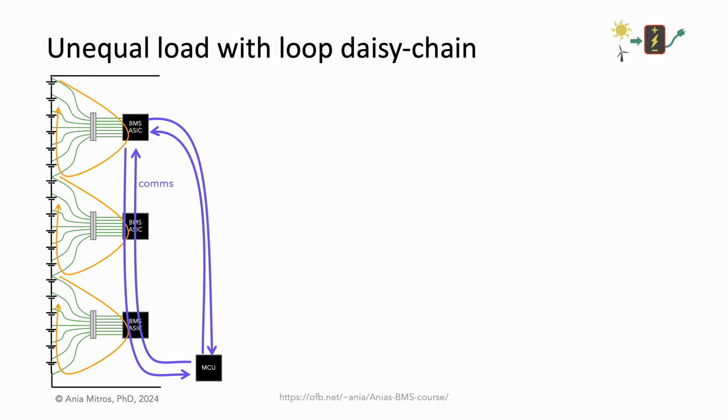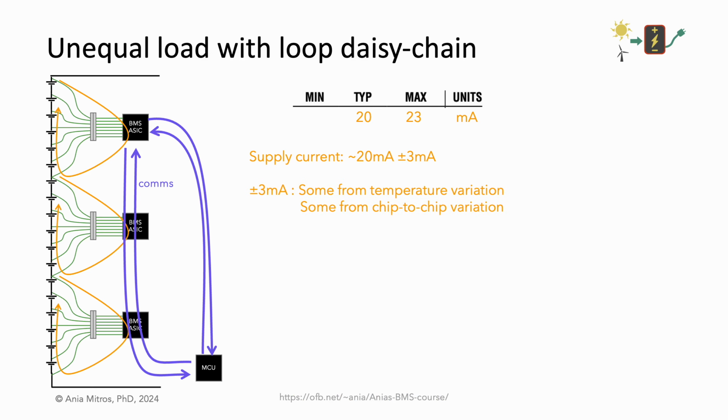But chips are not identical. As with any manufacturing process, we will see chip-to-chip variations. The max column of a datasheet EC table accounts for this. In this case, when we add up the datasheet numbers, we see 20 milliamp typical and 23 milliamps max for the supply current. A 3 milliamp variation. That variation comes from two main sources, some due to temperature and some due to manufacturing process variation.